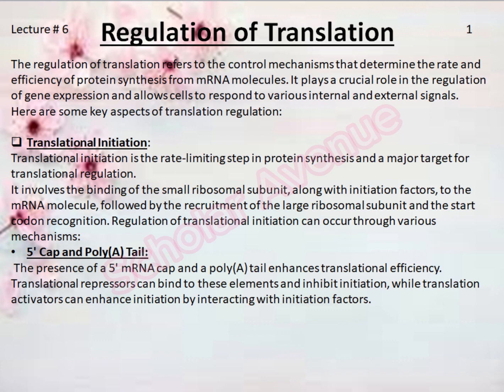Regulation of translational initiation can occur through various mechanisms, such as the 5' cap and poly A tail. The presence of a 5' mRNA cap and a poly A tail enhances translational efficiency. Translational repressors can bind to these elements and inhibit initiation, while translation activators can enhance initiation by interacting with initiation factors.